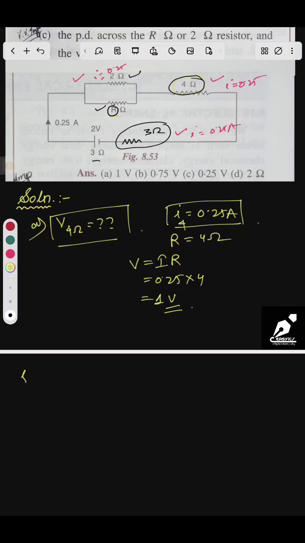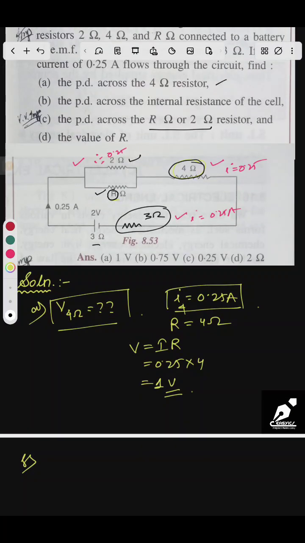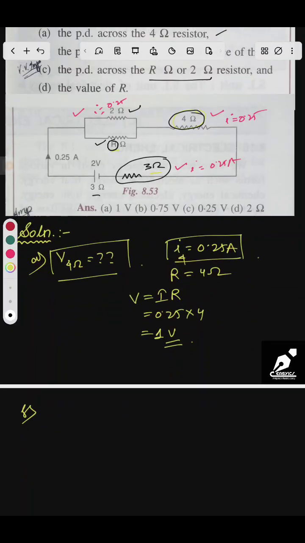Okay, next part. Option B. Potential difference across the internal resistance of the cell. The same way you can calculate the potential difference across this 3 ohm resistance. V is equal to IR.